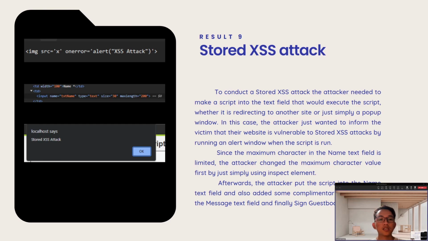As you can see, since the original text field has a limited length, we can just inspect the element and change the maximum length for our attack to be successfully stored in the database. As you can see here, we change the maximum length to 200, and we put the script into the database by submitting it, which in this case is signing the guestbook, and it will run the alert script every time someone opens the website.